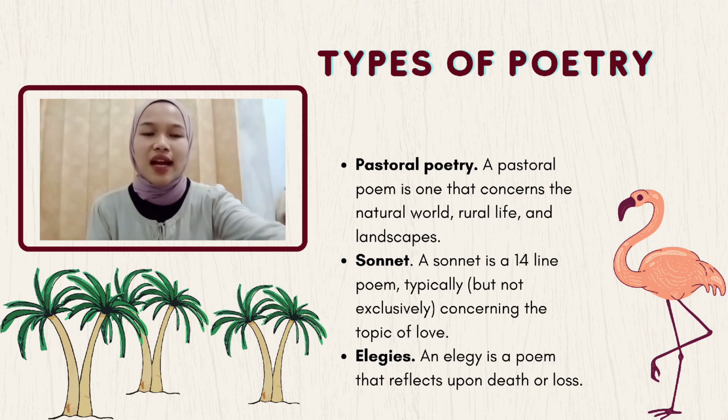The next type is sonnet. Sonnet, from the Italian word sonetto, meaning little song. It is a lyric poem usually with 14 lines of iambic pentameter and a set rhyme scheme. While sonnets can explore all sorts of themes, love is the most common and the original topic of the sonnet.